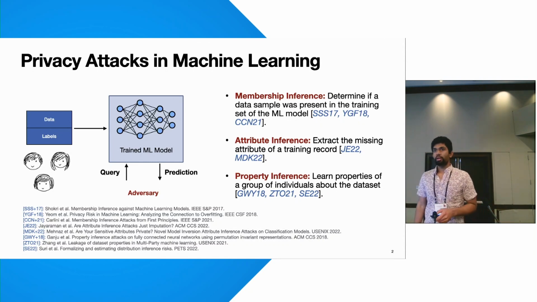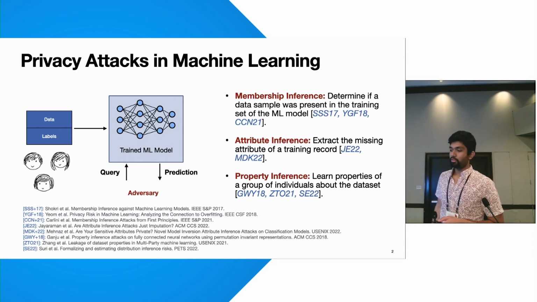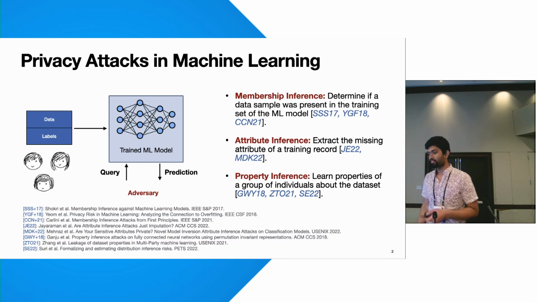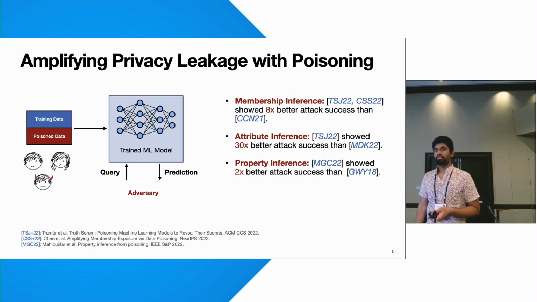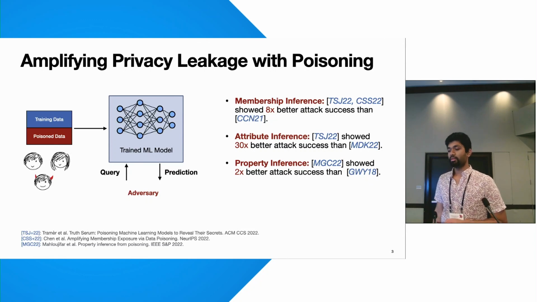The most common types of privacy attacks you'll see in the literature are membership inference attacks, attribute inference attacks, and property inference attacks. In fact, in the past year itself, we have seen that if you manipulate a small fraction of the training data, which is also called data poisoning, the models trained on this poisoned data actually amplify the privacy leakage of the users.